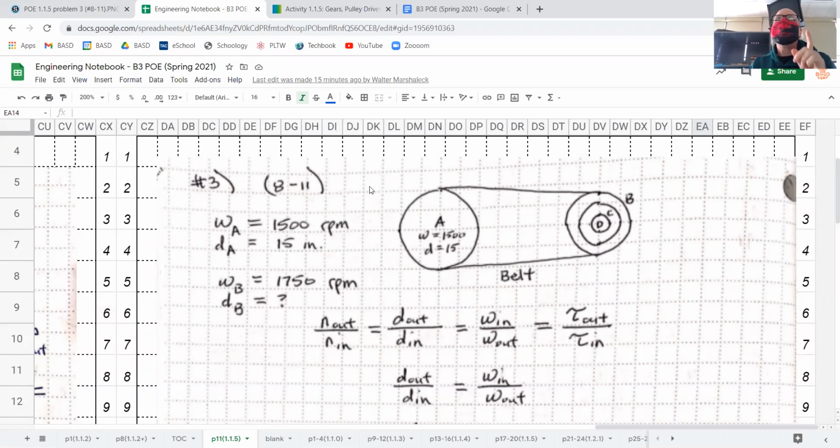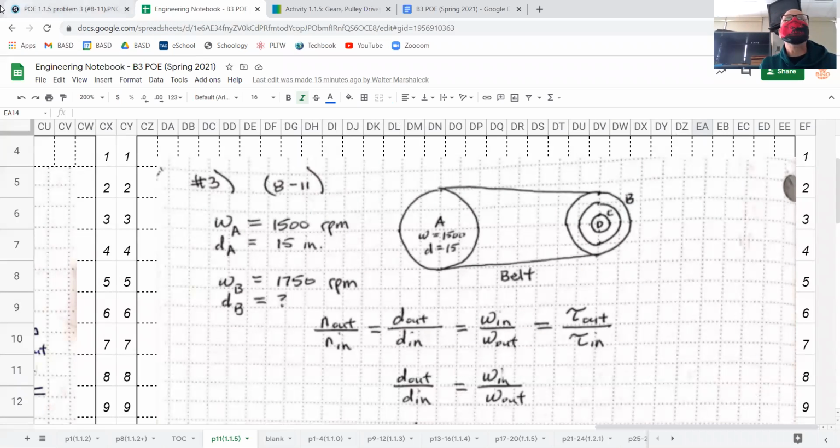Well, I do know that angular speed is represented by this little w. This little w is 1,500 RPM for angular speed, and that is the angular speed of pulley A. So that's why I put this subscript A. W sub A equals 1,500 RPM.